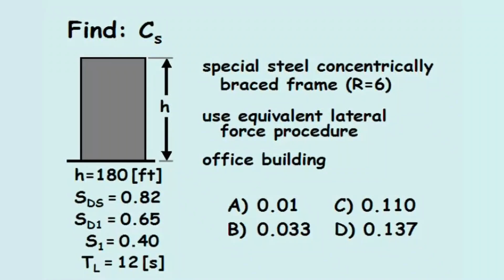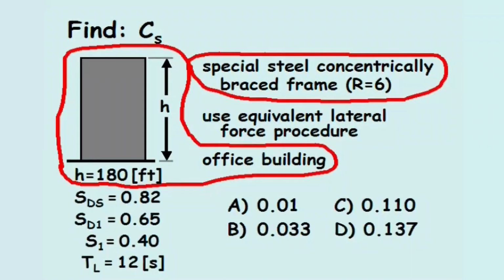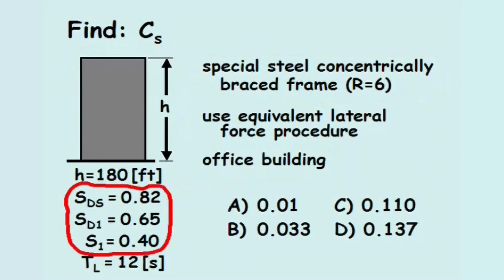Find the seismic response coefficient, C sub s. In this problem, a 180-foot office building is constructed of a special steel concentrically braced frame. The design spectral acceleration parameters and 1 second ground acceleration from the maximum considered earthquake are also provided.